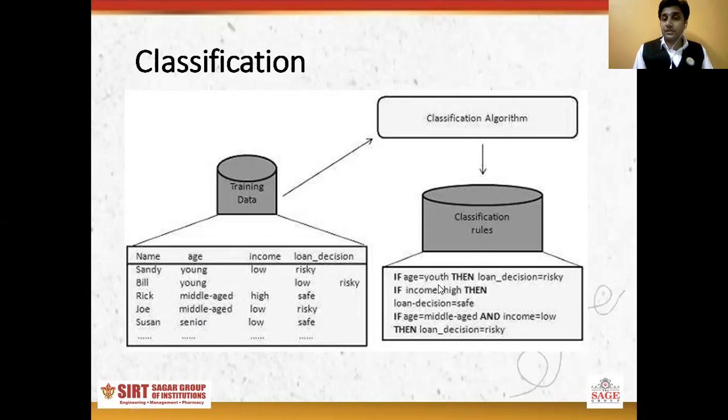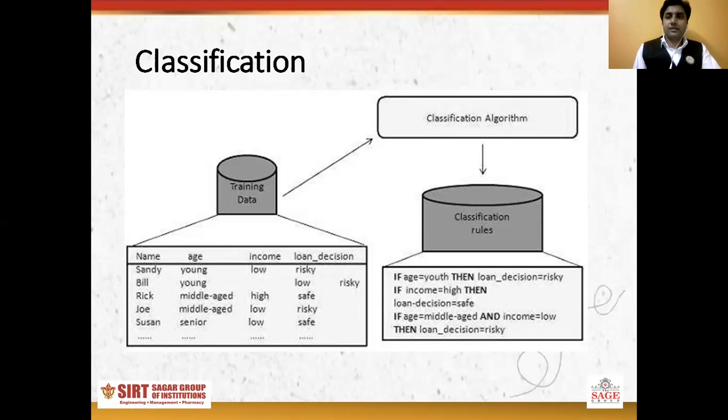Classification rules are: if age is youth, then loan decision is risky. If income is high, then loan decision is safe. If age is middle aged and income is low, then loan decision is risky. So in both of these cases, age is youth and salary is low, so the loan decision will be risky. But if age is middle aged and income is high, then the loan decision will be safe. That is very easy to understand.